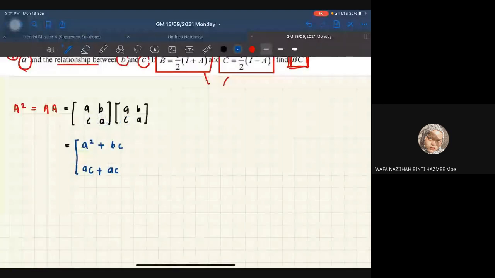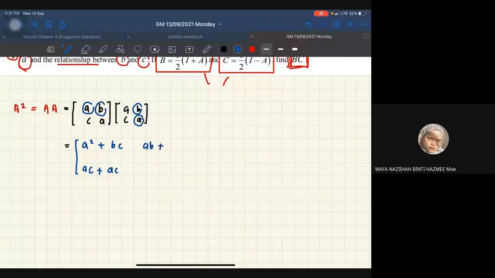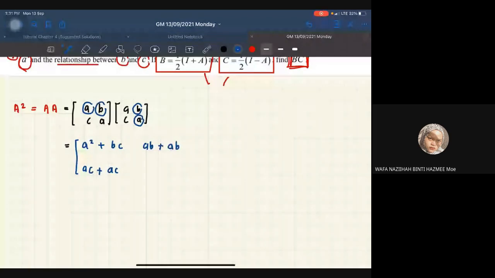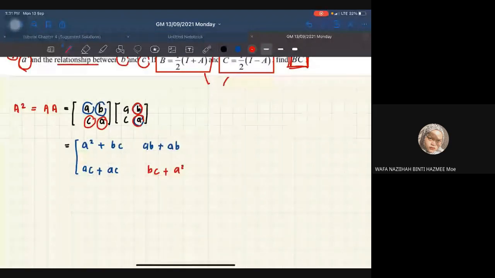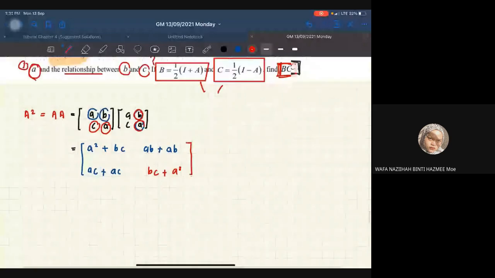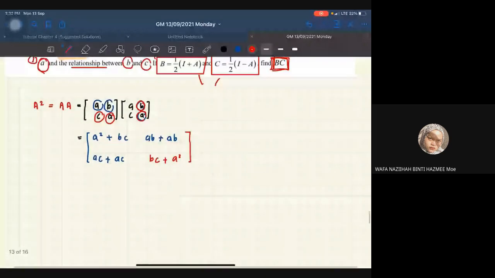Alright, for the first row, second column, we multiply A with B. So you have AB, and then plus B times A, so plus AB. And then lastly, here you have C times B, so you have BC plus A times A, so you have A squared. Okay, can we simplify any element in the matrix?